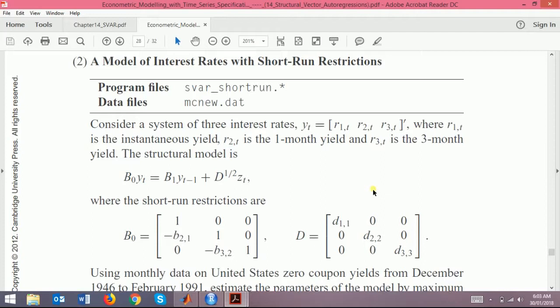Consider a system of three interest rates where R1t is the instantaneous yield, R2t is the 1 month yield, and R3t is the 3-month yield. The structural model is beta naught yt equals beta 1 yt minus 1 plus root over dz, as we are familiar with, root over dz, not divided by.